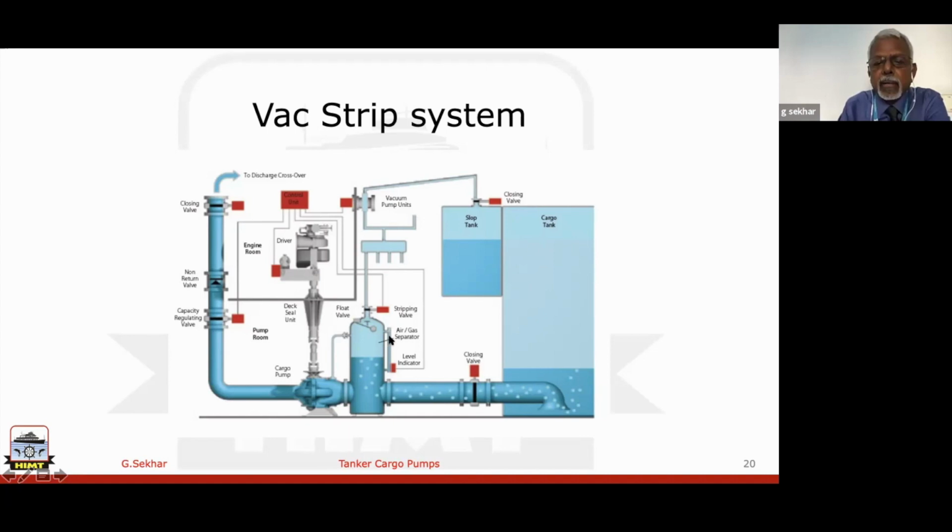You have a level controller here. Once the level reaches the set point, the stripping pump will stop. What is the idea behind it? You are transferring oil from this tank to the separating tank and raising the level of oil in the separating tank. That means your COP will have a positive suction head. Once the level is reached and the vacuum pump stops, then with the delivery valve opened more or the RPM increased, this oil will get discharged to the shore tanks. This is what we call the Vac Strip system.